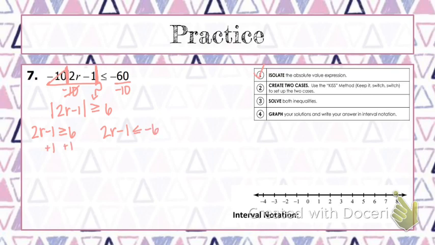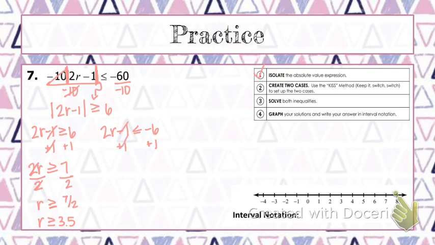And then solve both. 2r is greater than or equal to 7. Divide both sides by 2, and we get r is greater than or equal to 7/2. And if you can write these as a decimal, that's usually easier to graph. So we're going to call this r is greater than or equal to 3.5.